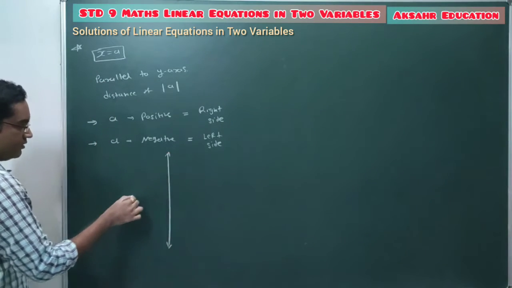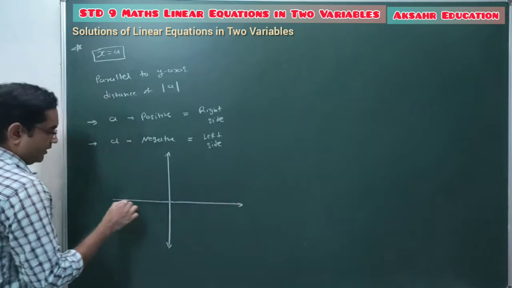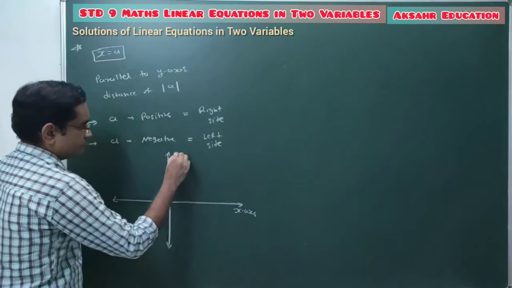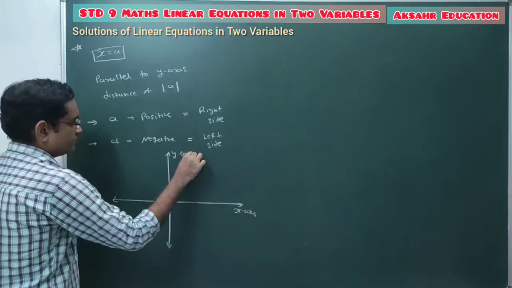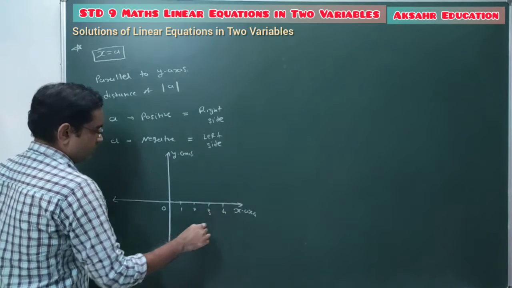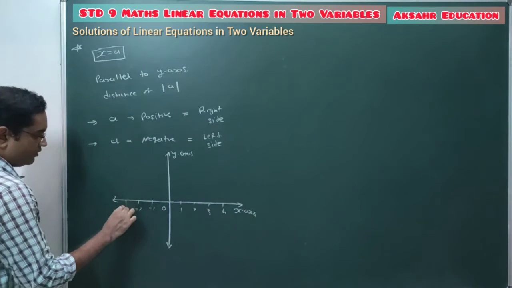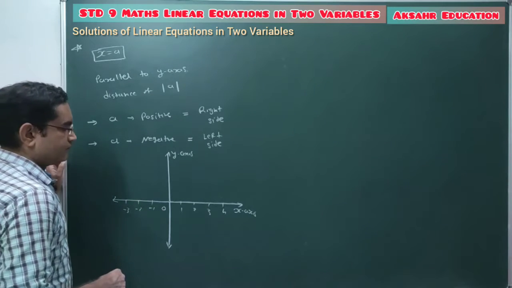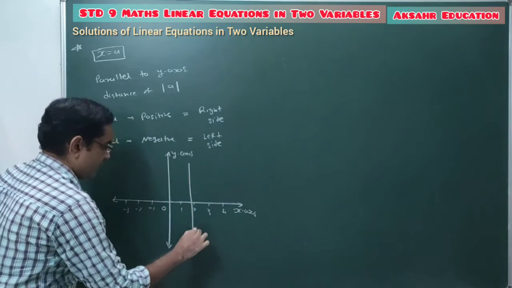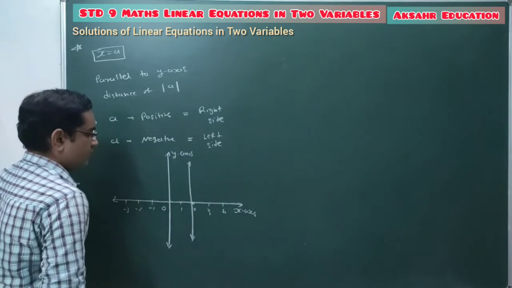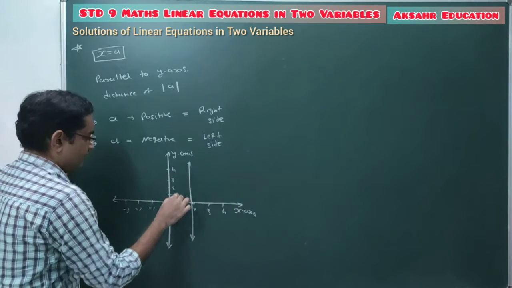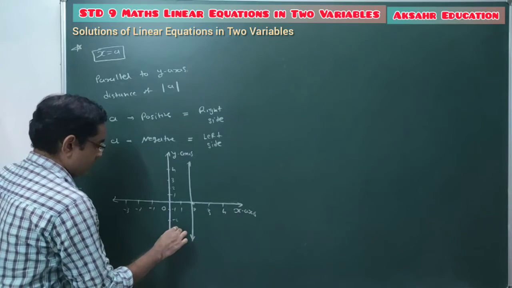Suppose this is our y axis, this is our x axis. 0, 1, 2, 3, 4, -1, -2, -3. Now suppose one line is over here. I am drawing one line which is passing through this 2. Done. So coordinates from this point, suppose this is 1, 2, 3, 4, -1, -2, -3.